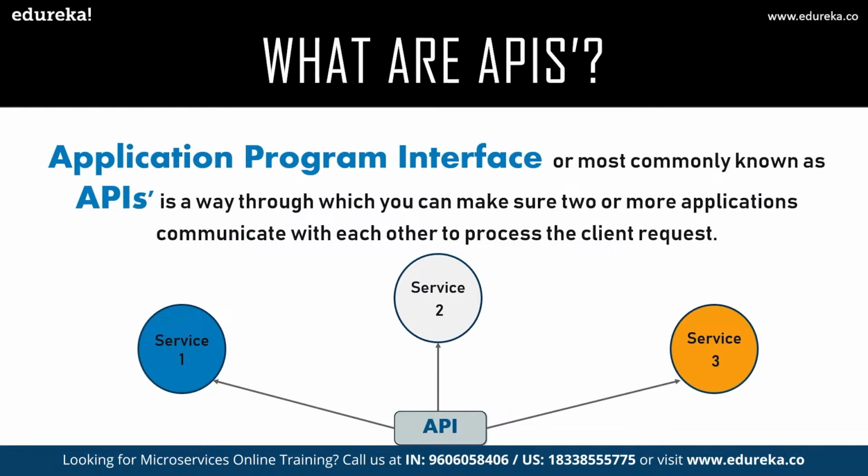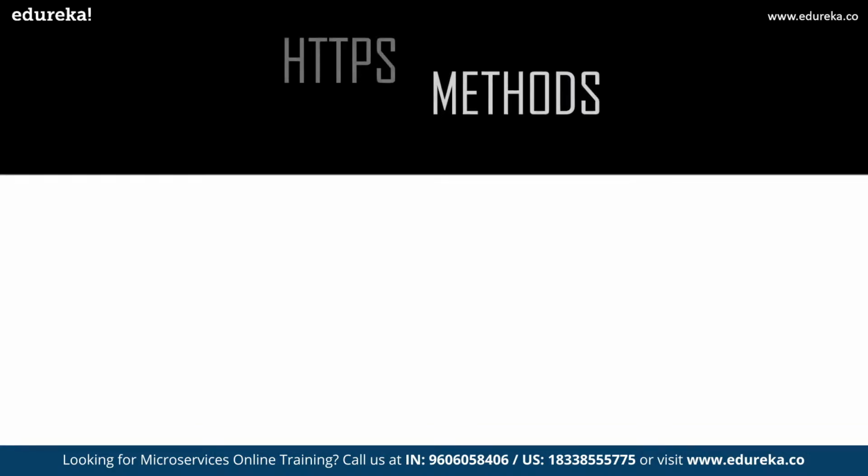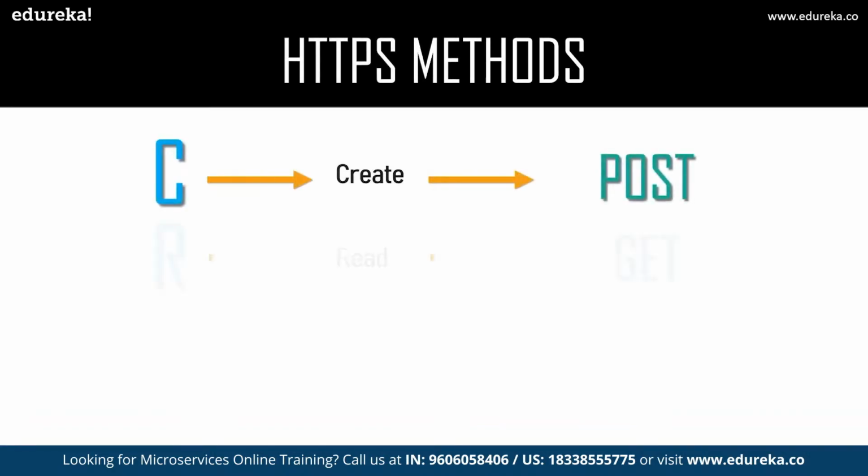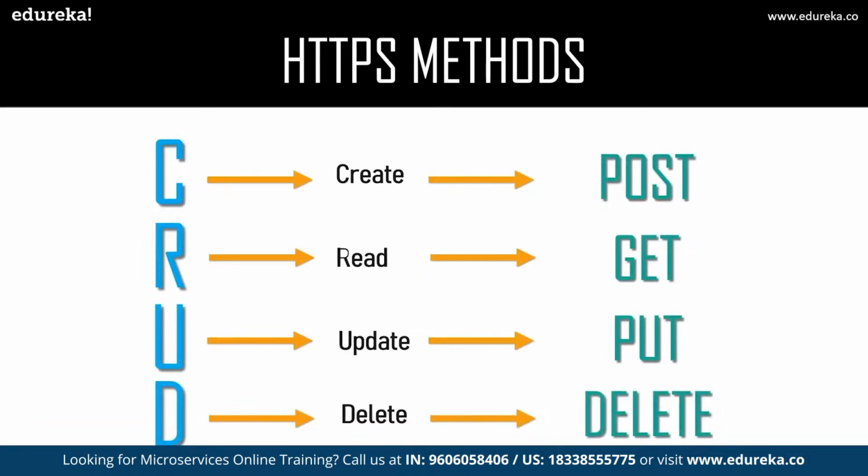Now, whenever we send a request, we are basically sending an HTTP request, right? So for that, we use the HTTP methods, right? So next in this session, let's understand the different HTTP methods. The HTTP methods are, as you can see on my screen, the post, get, put, and delete methods. Whenever you want to create a resource, you use the post method. Whenever you want to read a resource, you use the get method. Whenever you want to update a resource, you use the put method. And whenever you want to delete a resource, you use the delete method, right?